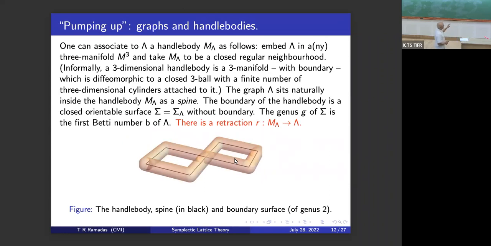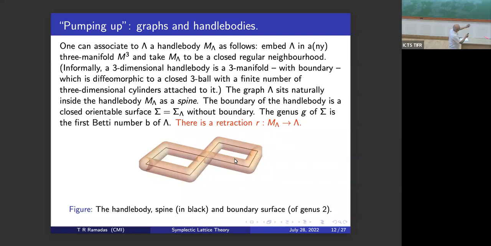Now, one associates to lambda a three-manifold of a type called a handle body, as follows. Embed lambda in any three-manifold and take M lambda to be a closed regular neighborhood, a small enough neighborhood of the graph. You get what's called a handle body, a certain type of three-manifold. It's not important for us what that means. Now the graph sits inside this three-manifold as its spine. The spine here is shown in black.